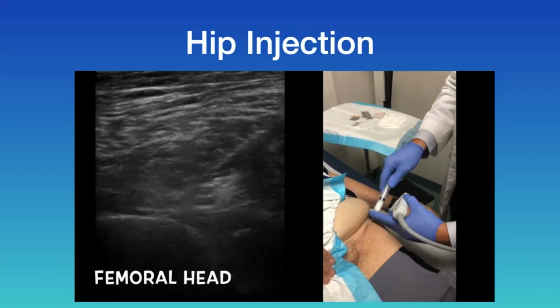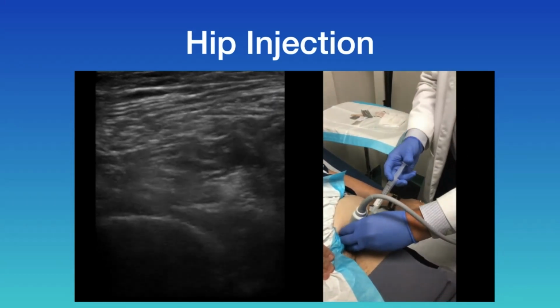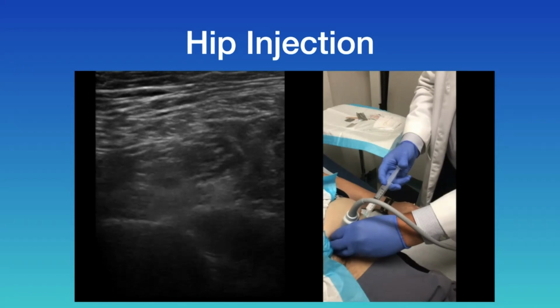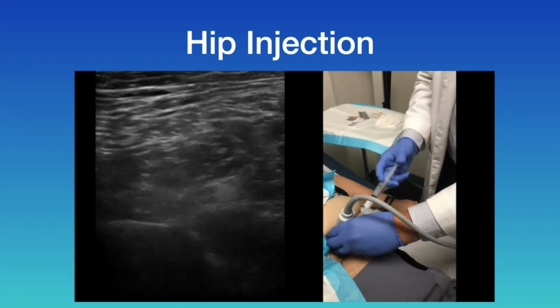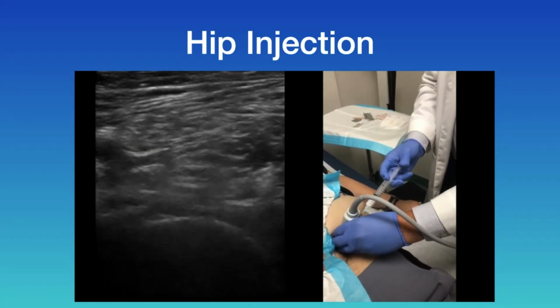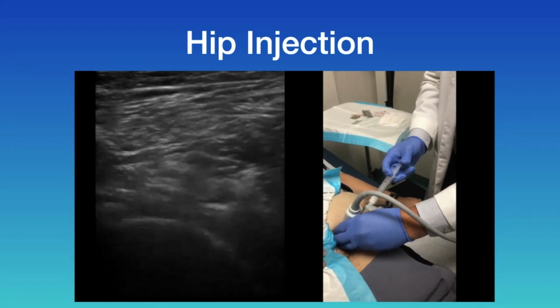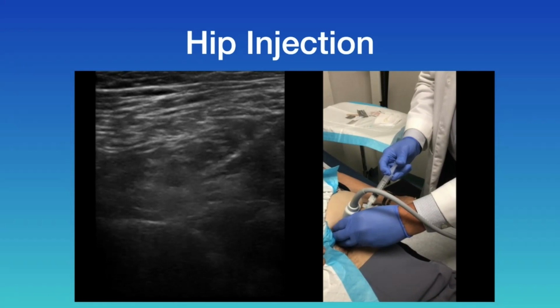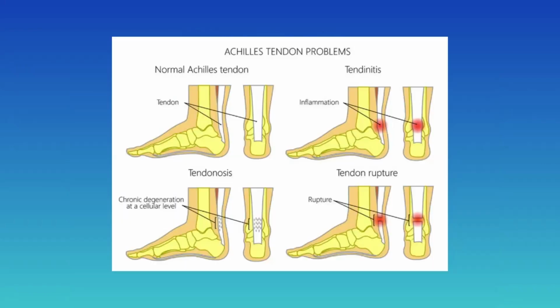Usually 20 to 40 milligrams of depomedrol methylprednisolone with 0.25% bupivacaine, 3 or 4 mLs. You know, the shots work better for mild arthritis or moderate. If someone is severe or bone on bone, then they probably just need a hip replacement.